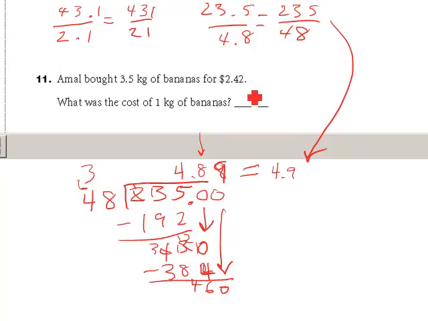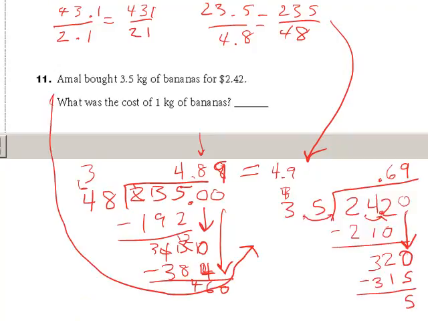Okay, this last question here, I'm kind of running out of space and time, but Amal bought 3.5 kilograms of bananas for $2.42. What was the cost of 1 kilogram of bananas? So you can estimate right away that, okay, I've got about 3 kilos of bananas, or maybe we'll even round it to 4, and it's about $2 that we spent on that. So then you can start figuring out, well, how much would that be? It would be 50 cents probably. 50 cents, 50 cents, 50 cents, 50 cents. Get me around $2.